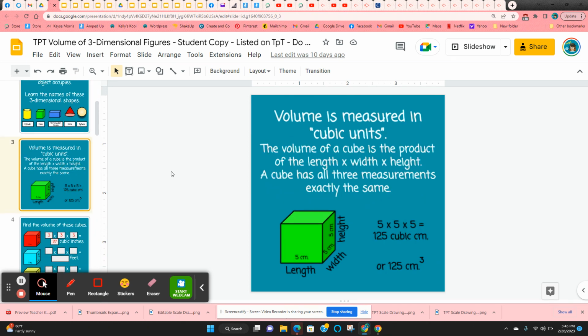So we're going to start with a cube. So volume is measured in cubic units. The volume of a cube is the length times the width times the height. So in this example, 5 times 5 times 5 gives them 125 cubic centimeters. So they have to watch for the units. They could be different on different figures. So there's 2 different ways they can write that.